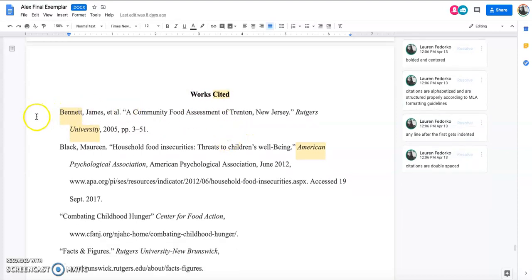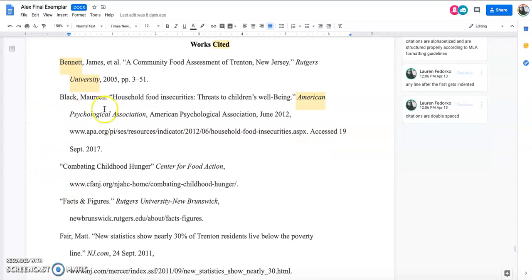Next, guys, we have all of your sources. They should be aligned left. They should be double spaced. A lot of people are single spacing. It needs to be double spaced. You'll see that this is alphabetized. If there is no author, you can see that Alex just uses the title of the article or page that he was referring to. That's absolutely fine to do.